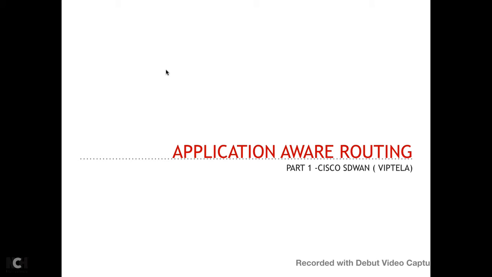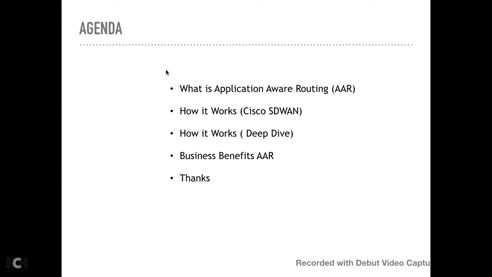Okay, so we will kick off with that presentation on AAR, along with a demo in my part 2. Part 1 will focus on the following agenda. We are going to see what application-aware routing is and how it works in Cisco SD-WAN, and what the key components of Cisco SD-WAN, which is called Viptela at the moment, are. Maybe we will go with a deep dive on how it actually works, like what the timers are and how the calculation happens. Finally, a wrap up with the business benefit application-aware routing is going to give to our enterprise customers, and finally we'll wrap up with a thank you.